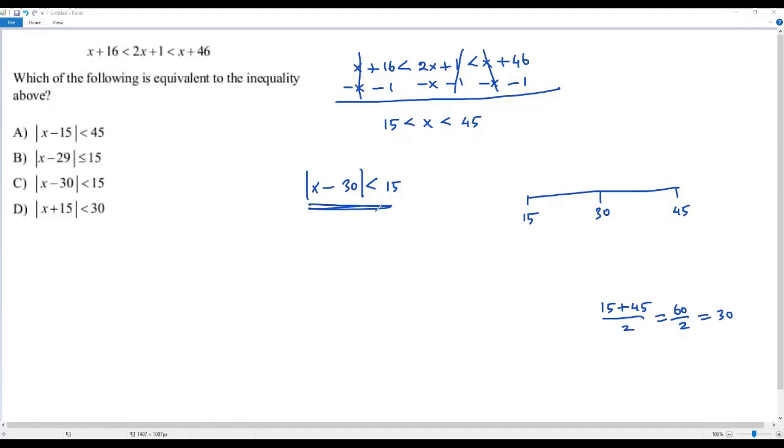And we find this absolute value inequality in answer choice C. The correct answer choice for this question is C.